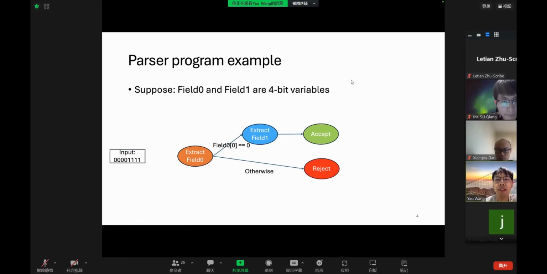Let's look at a simple example to make this concrete. For a particular 8-bit input bit string, 0x0F, the parser works in this way. The first parser state assigns the first 4 bits to field 0 and updates the map accordingly. Since the first bit of field 0 is 0, we move to the green state and assign field 1 the next 4 bits, 1111. And finally, the parser outputs the parsing result that sets field 0 to 0 and field 1 to 15 in decimal.